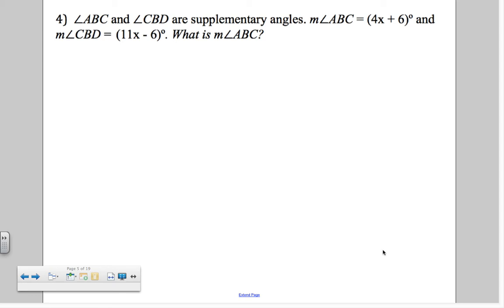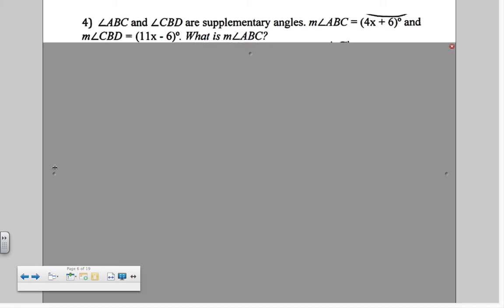It says angle ABC and angle CBD are supplementary angles. So I could draw a straight line with these. Notice they have some points in common, B and B. Measure of angle ABC is 4x plus 6 and CBD is 11x minus 6. What is angle ABC? So we're going to draw out this situation to start off with.